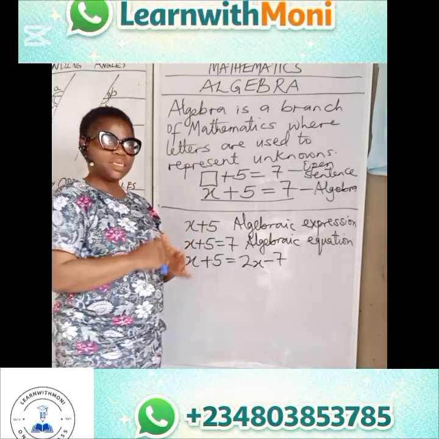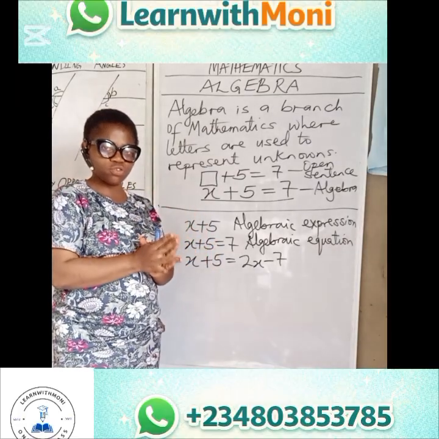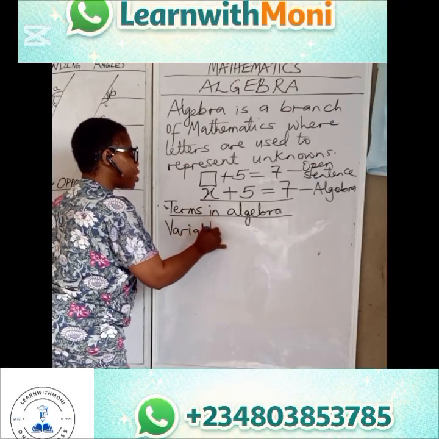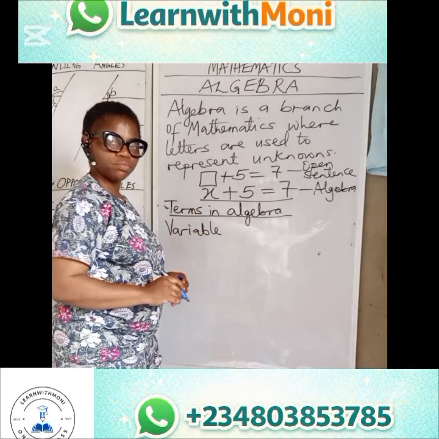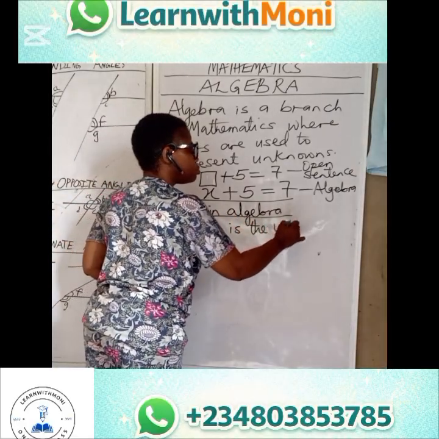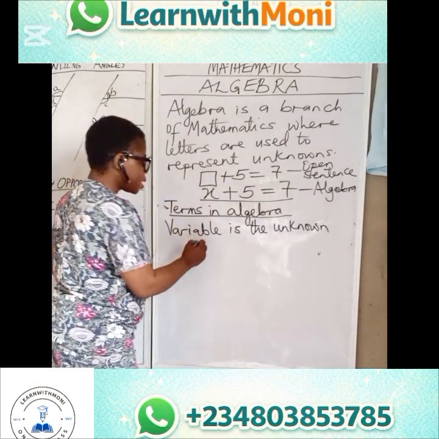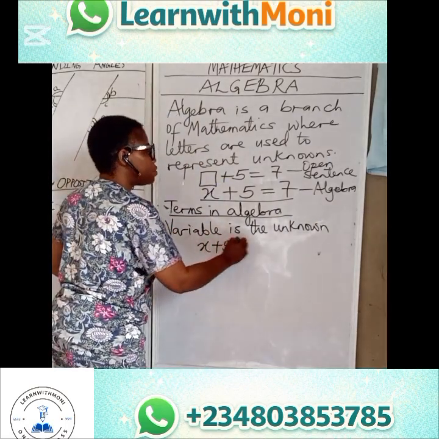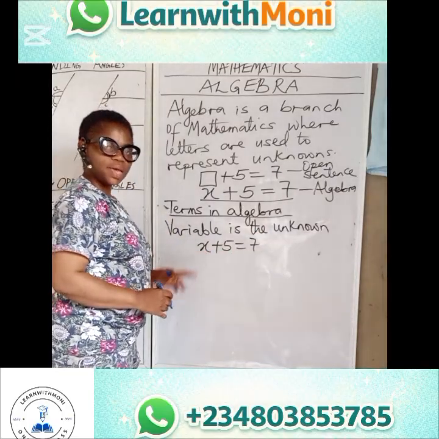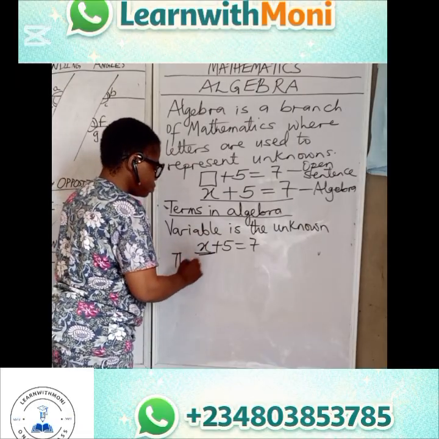With algebra, there are some terminologies you need to get used to. We have what we call variable. The variable is the unknown in the equation or expression. So when I have an expression like x plus 5 is equal to 7, the variable is x. The x that is representing the unknown is the variable. The variable is x.